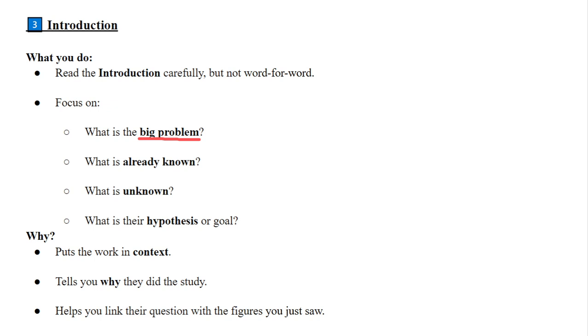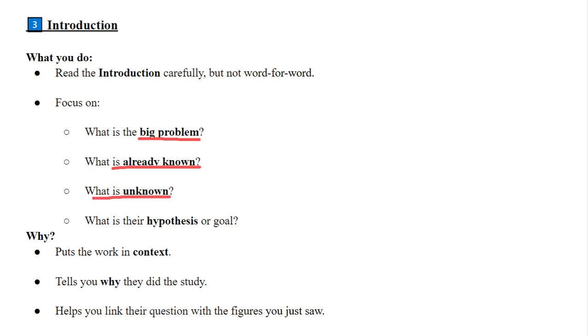You should identify what the problem is, and what is already known. Sometimes people mention that they already studied something and identified this thing, so we should study the related things. That is mentioned, and that is also important. And what is unknown, some factors are unknown.